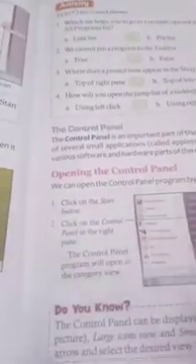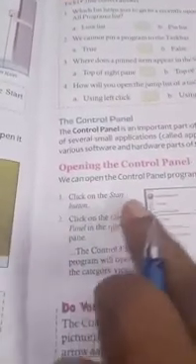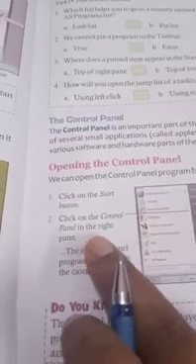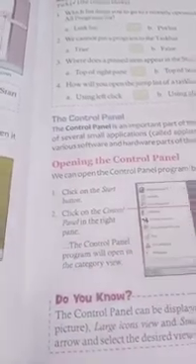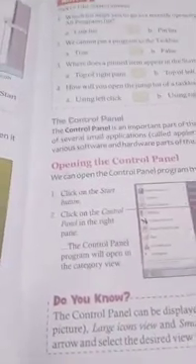This is the control panel. Opening the control panel, I think all of you know: click on the start button and click on control panel in the right pane. The control panel will open in category view. If you want to change the view, like category view, large icon view or small icon view, this is the category view. If you want large icons, click large icon view. If you want small icons, click small icon view.